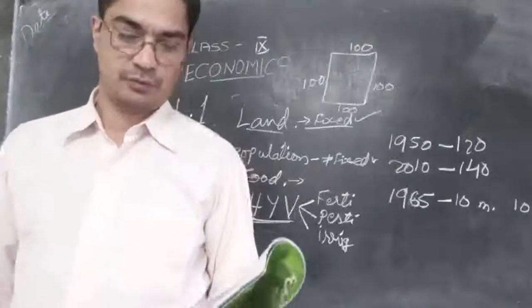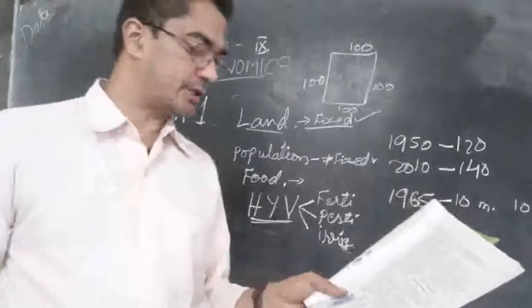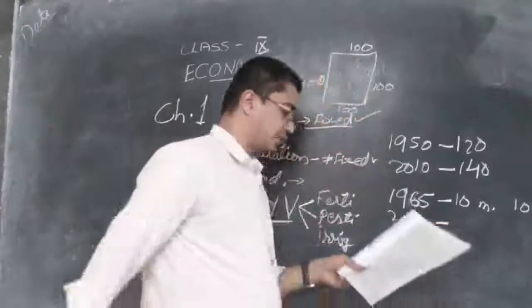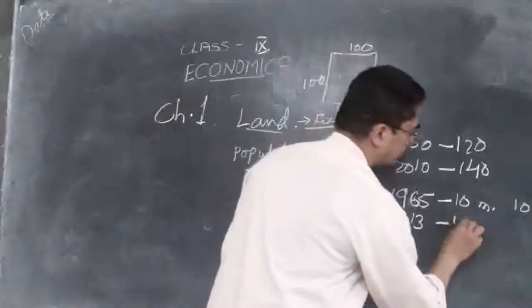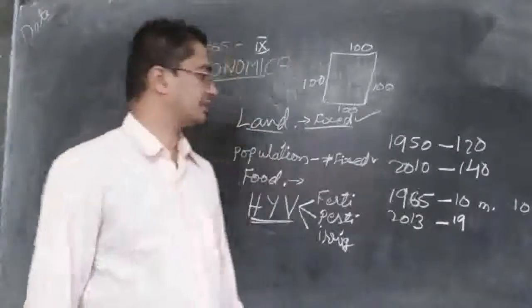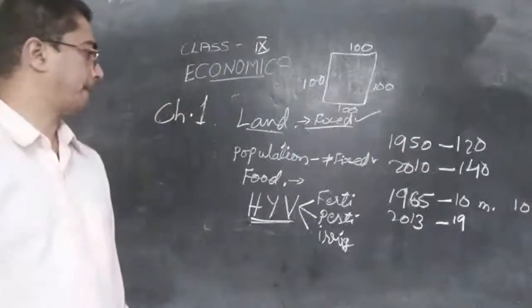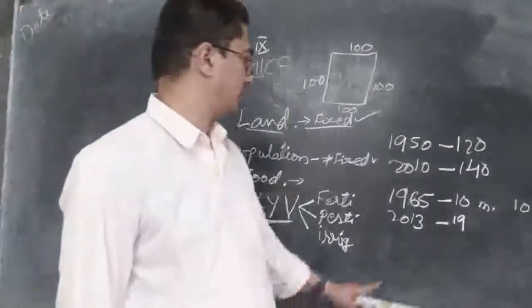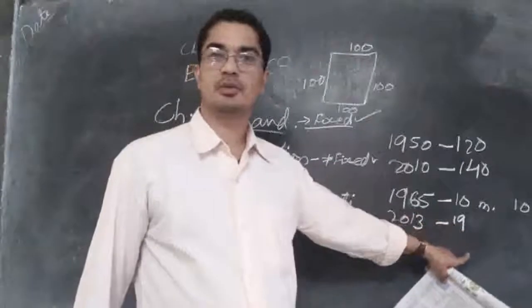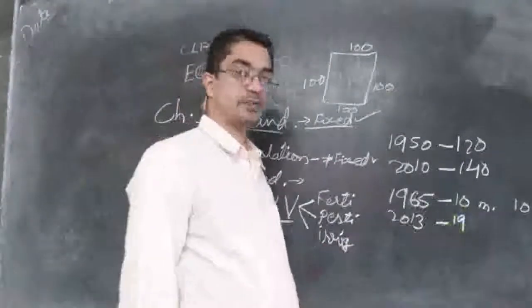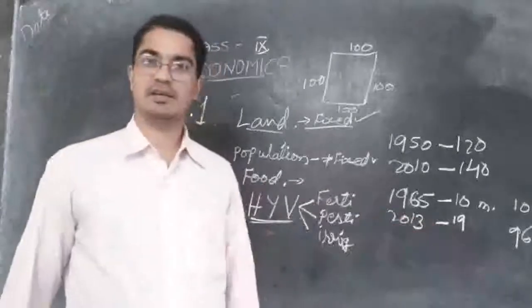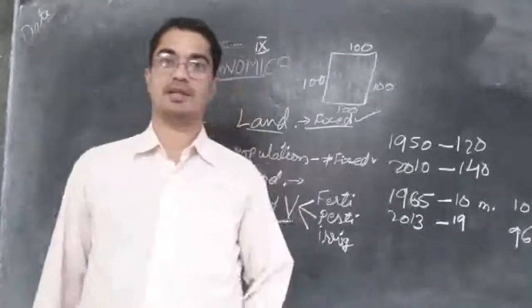That is in 1965. But when it reached 2013-14, the production of pulses became 19 million tons. So after how many years? After about 48 years, the 10 million increased to 19 million, and the production of wheat increased greatly. It became 96 million. Before it was just 10 million, and now it has increased to 96 million.